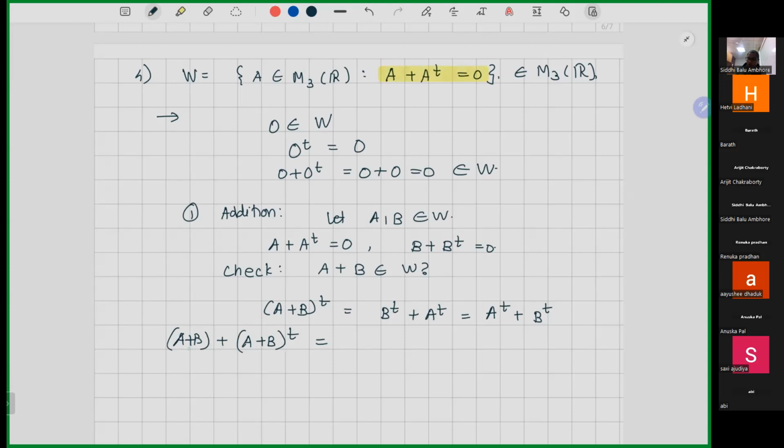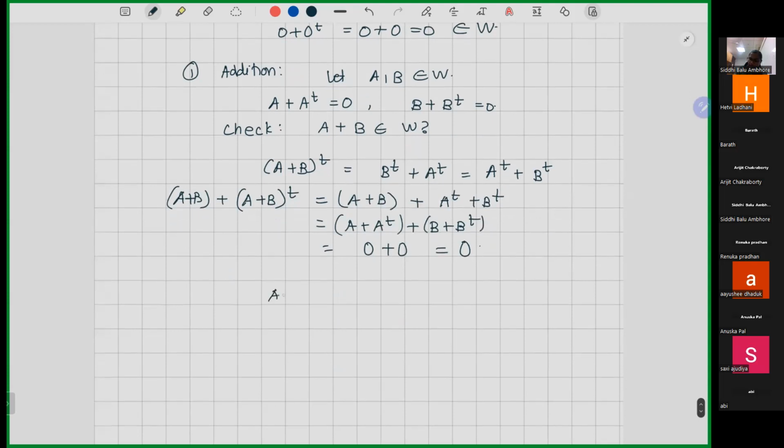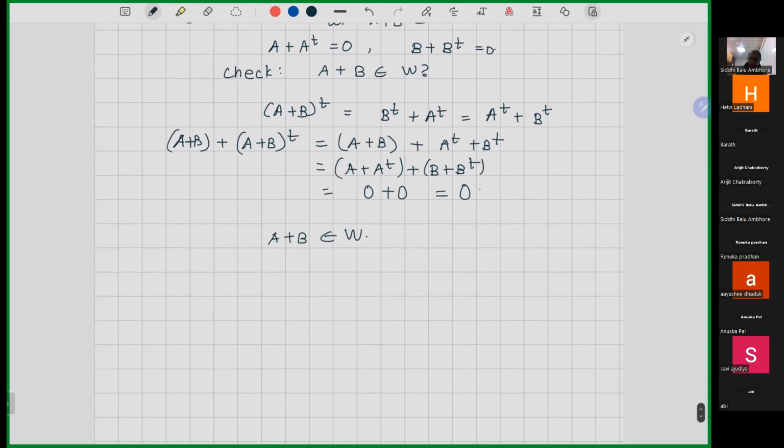So now we are doing A plus B plus A plus B transpose, which is A plus B plus A transpose plus B transpose. Now addition is commutative and associative. Since M3R is a vector space, we can happily do this and we will get this. And this is 0 and this is 0. So we get that A plus B is in W. Okay, so our addition is satisfied.